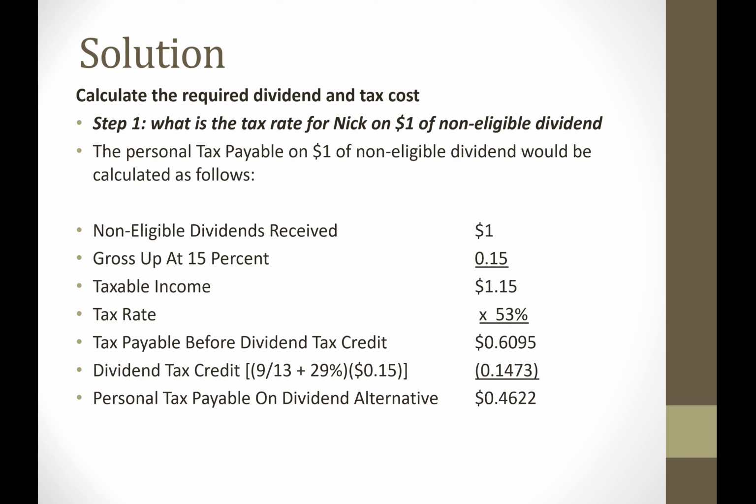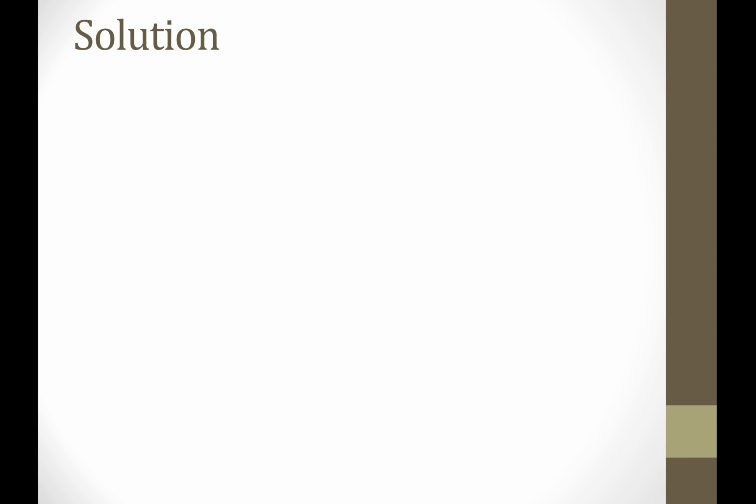Now, once you have an understanding of how we get that 46.22 cents for every dollar of non-eligible dividend received, you can rearrange the formula to look like this. And once again, if you want to pause the video here, see how this last bullet point basically summarizes that entire calculation that we did above, and we would get the same 46.22 cents for every dollar of non-eligible dividend received. So that would be his tax rate. Now let's move on to the next slide and look at the next step.